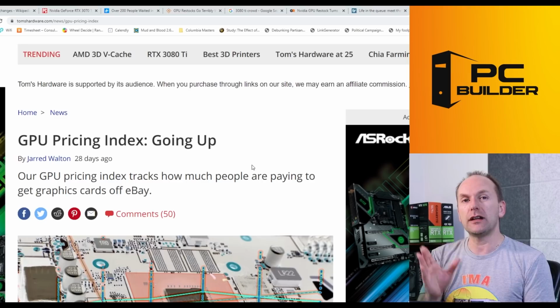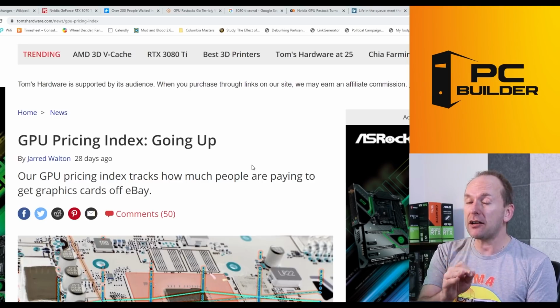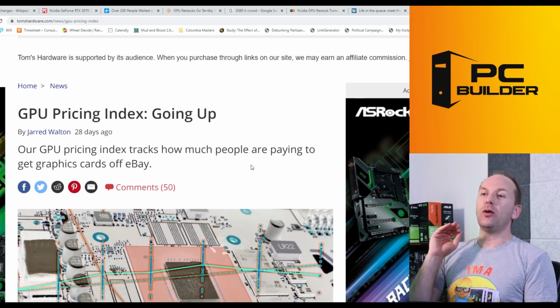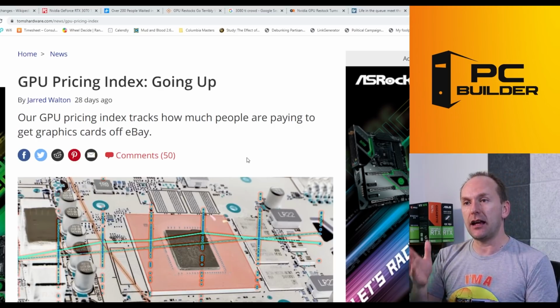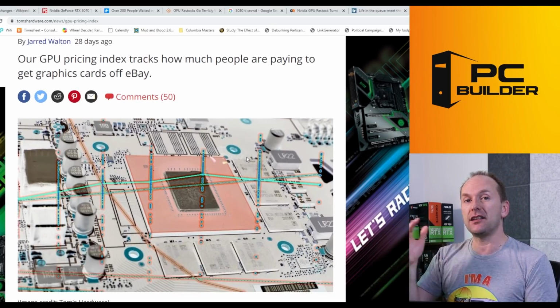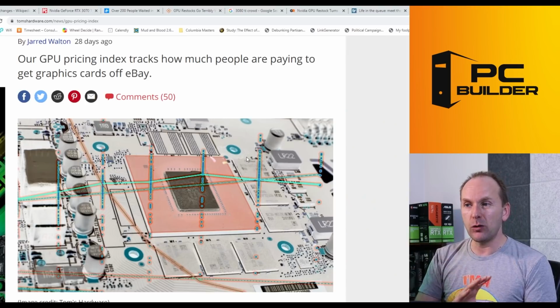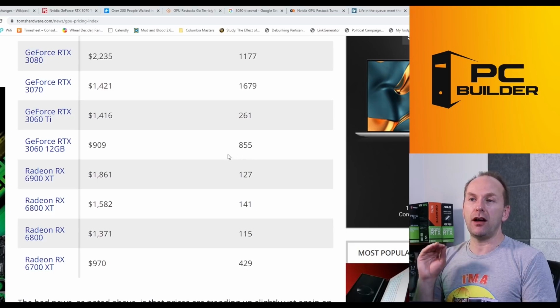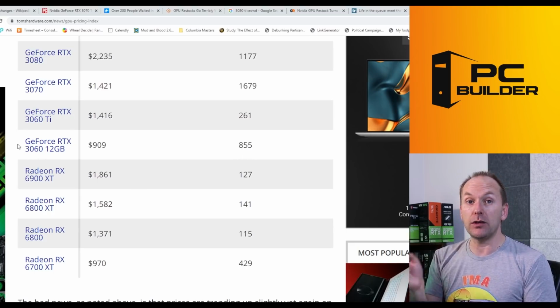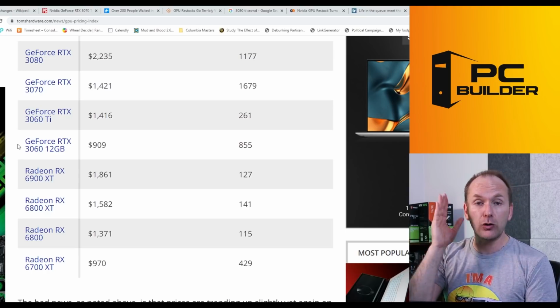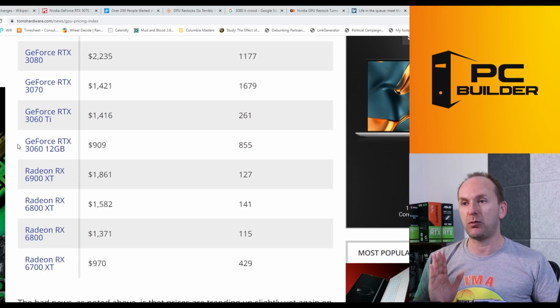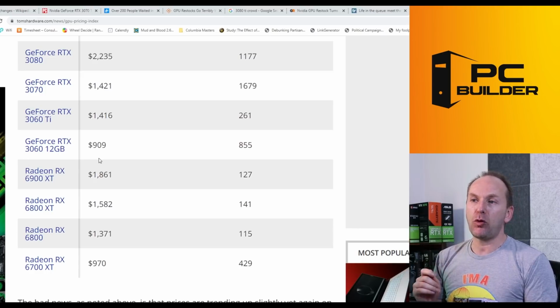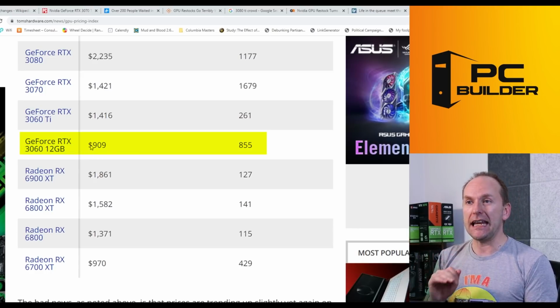So let's take a look at where prices are, and prices are actually coming down right now. If we look at the GPU pricing index on Tom's Hardware, they've been tracking the secondary market. That's cards being resold on eBay and other places. If we look at the price of an RTX 3060, from their last update, which they did as of this video 28 days ago, so we're looking at last month's prices, the average price was $909 for an RTX 3060.